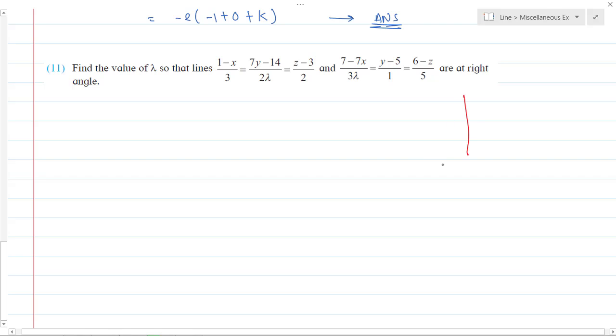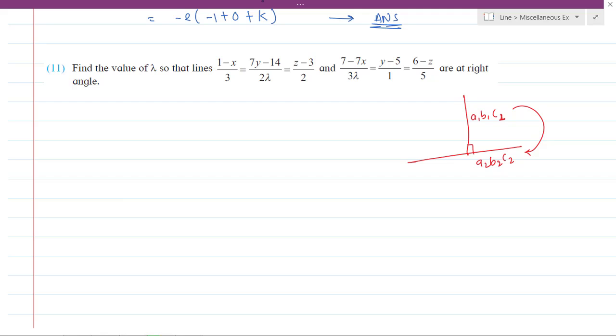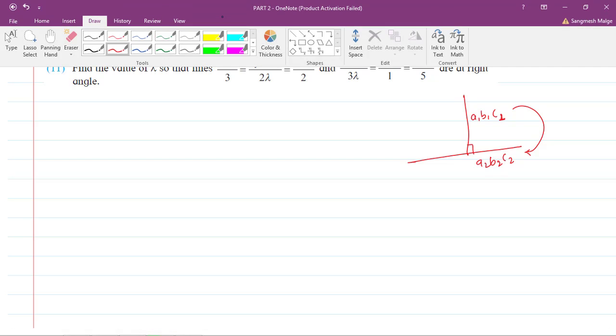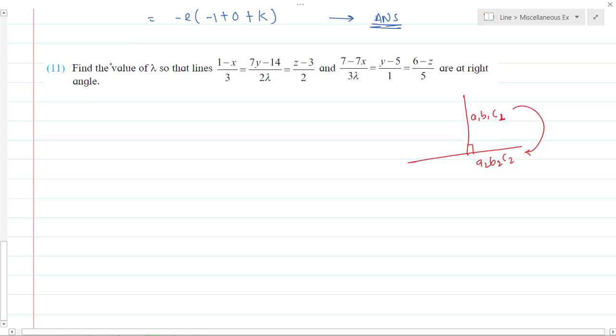Okay, so you know that if the lines are at right angle, and suppose this is a1, b1, c1 and this is a2, b2, c2, the direction ratios, then a1 a2 plus b1 b2 plus c1 c2 is equal to 0. We know that principle. But the concept we have to learn in this question is, if you observe the given equations of the lines, they are not in standard form. So this 3, 2 lambda and 2 you cannot directly take as the direction ratios. Why?